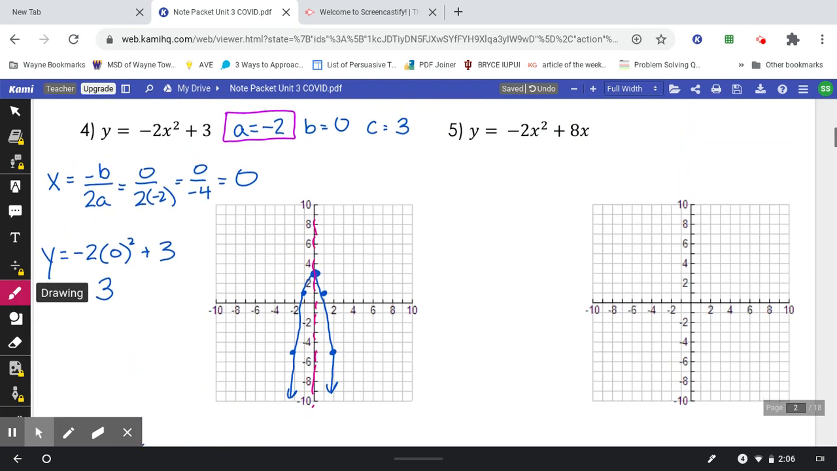All right, our last problem. Let's go ahead and set up the A, B, and C. A is going to be negative 2. B is the number with the x. That's going to be my 8. And this time my C is 0. I don't have a number sitting off at the end by itself. Negative b over 2a.